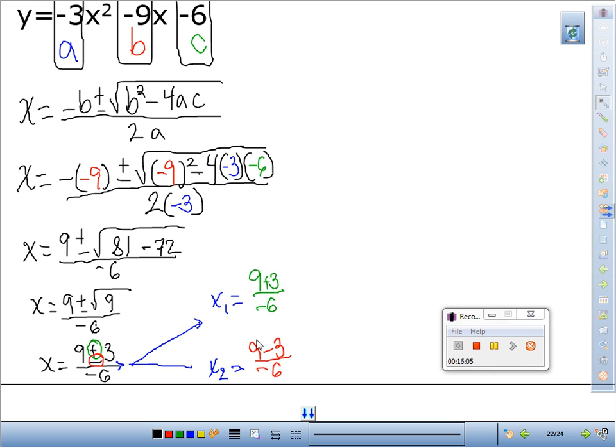So from there, let's just simplify. What is 9 plus 3? 12 divided by negative 6, that gives me negative 2. What is 9 minus 3? That's 6 divided by negative 6, that gives me negative 1. What are these called? Solutions, x-intercepts, zeros, or what? Roots.